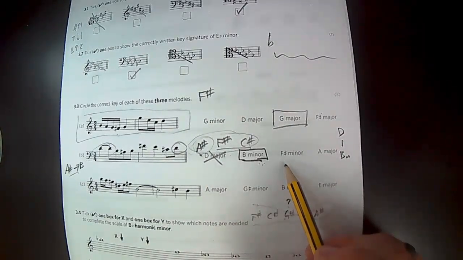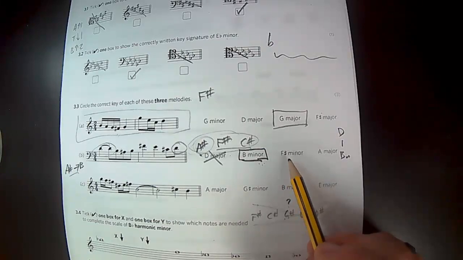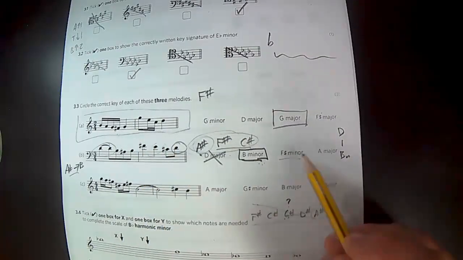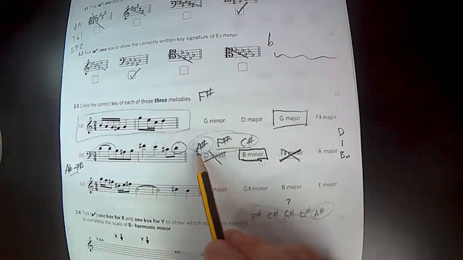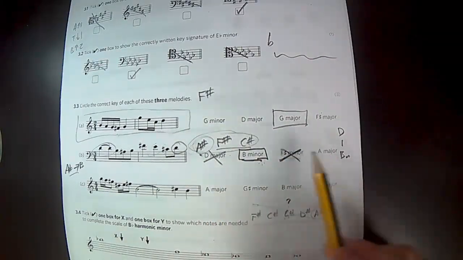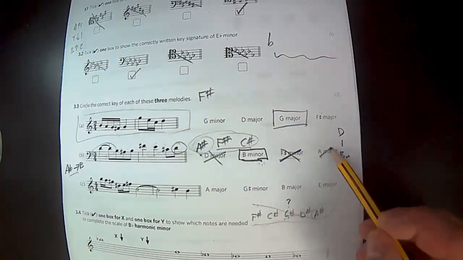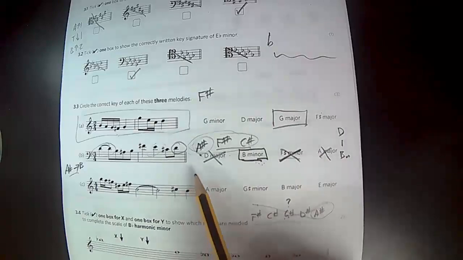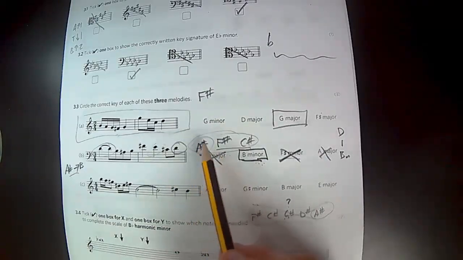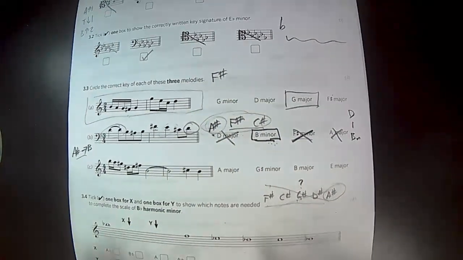F sharp minor would be the same as A major, which would be F sharp, C sharp, and G sharp. But a raised 7th in F sharp minor would be an E sharp. We don't have any E sharps here, so we can rule that one out as well. A major, well, we've got A sharp, so we can't possibly have an A natural and an A sharp in the same key. So definitely B minor, relative minor of D major explaining the 2 sharps, the red flag being the raised 7th in B.